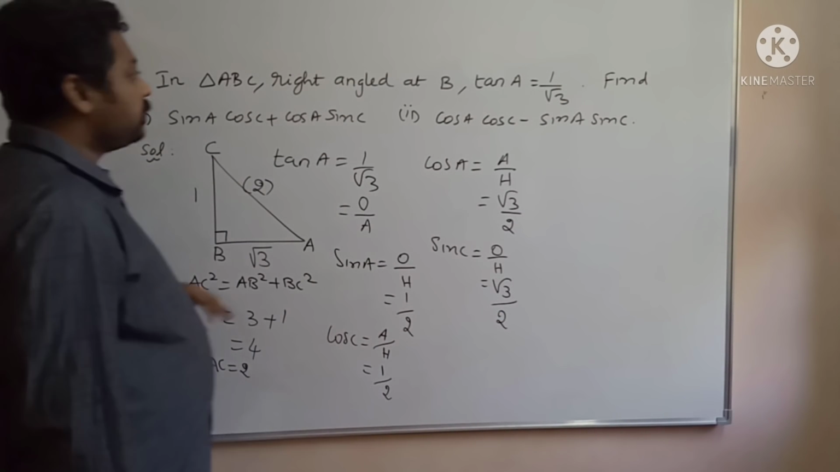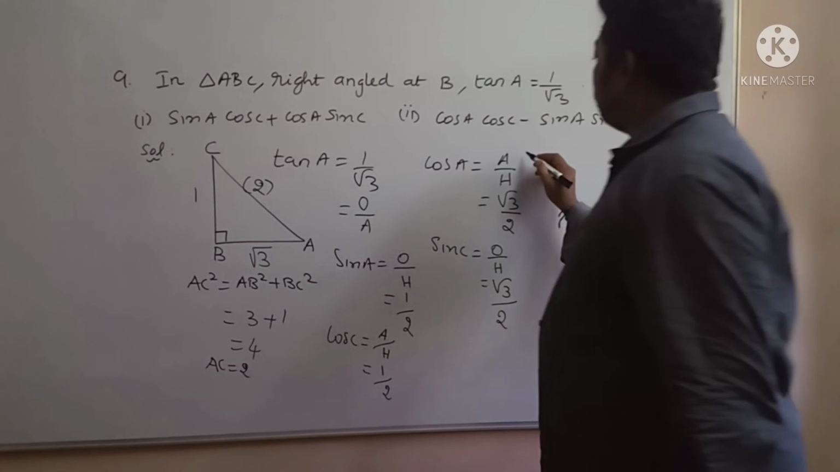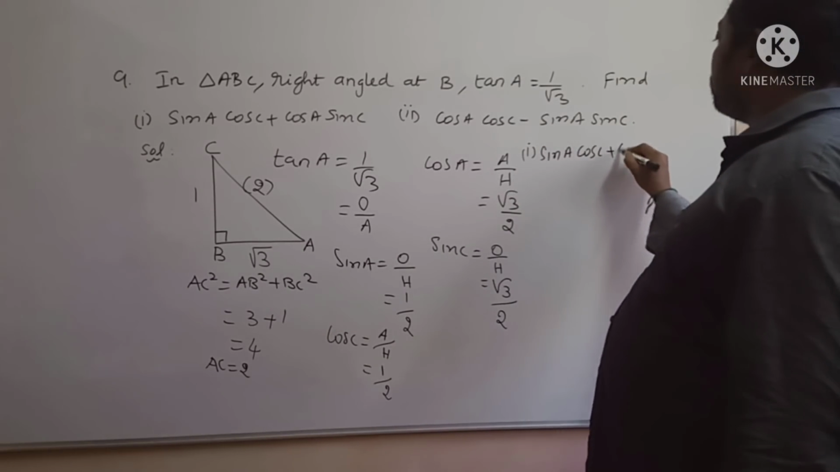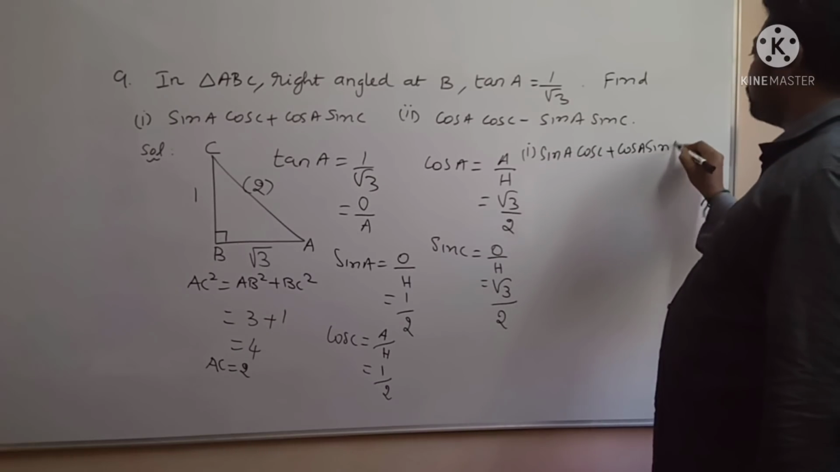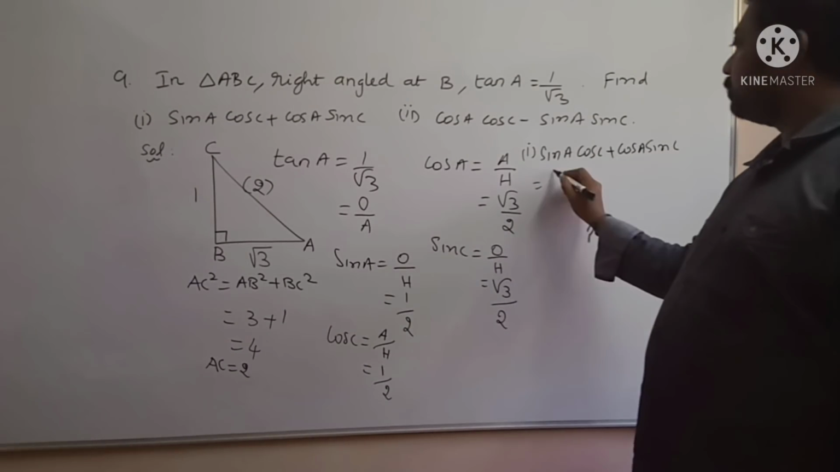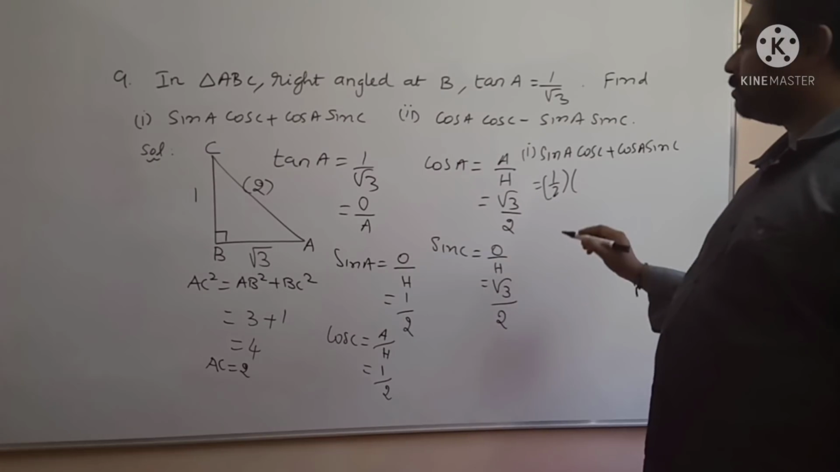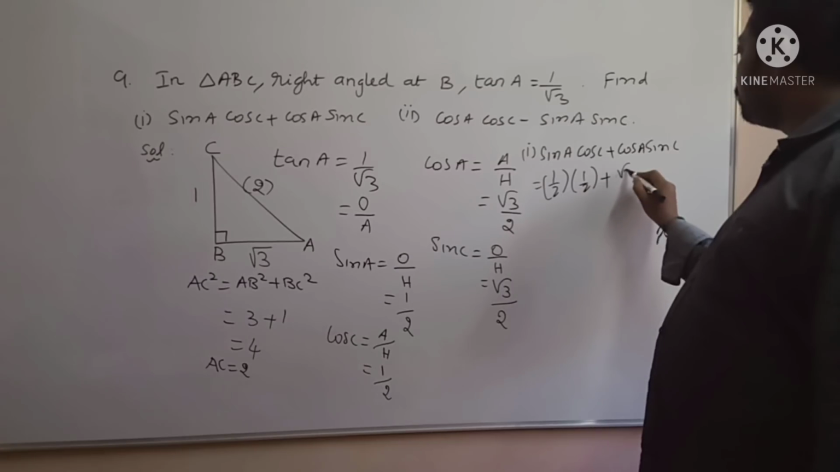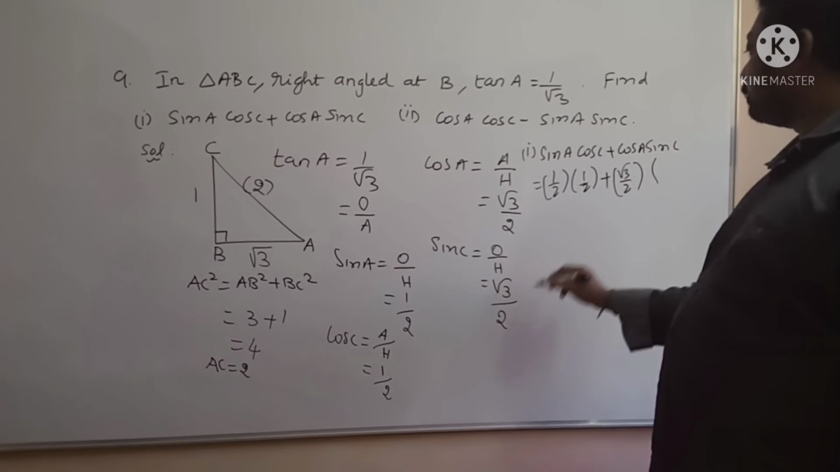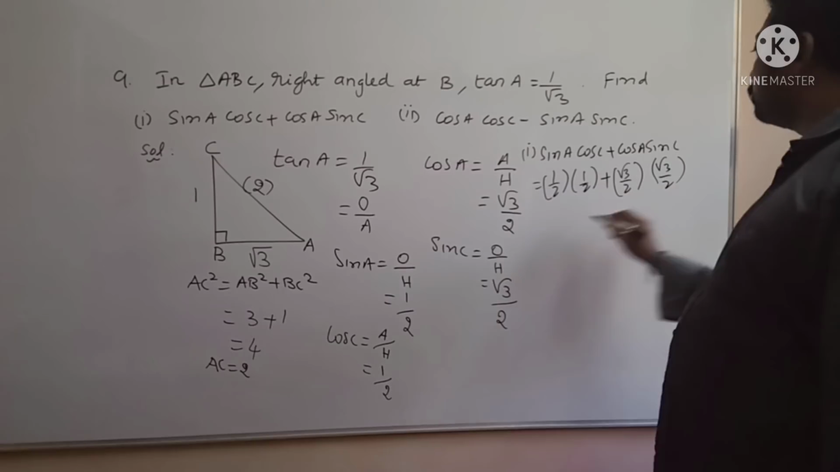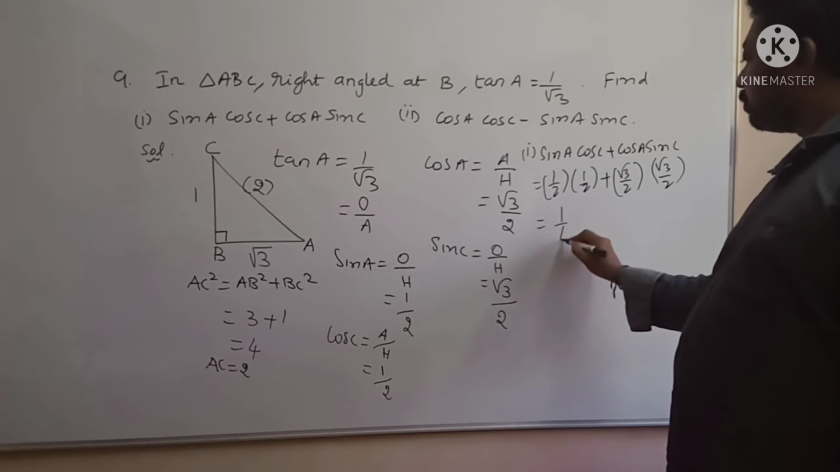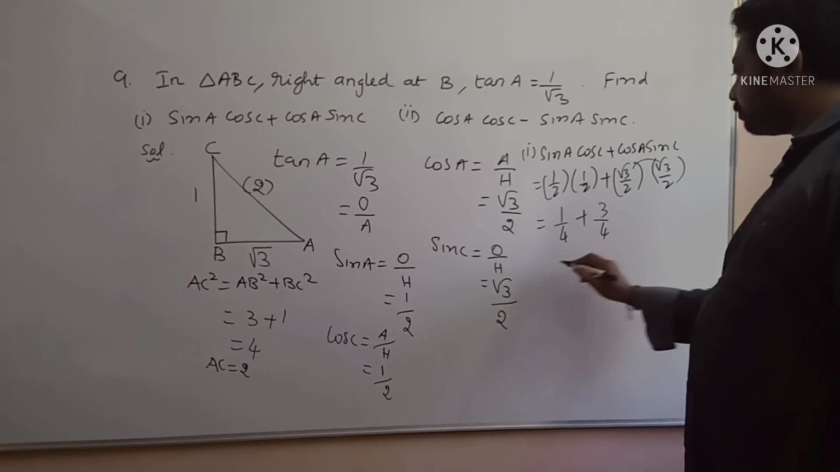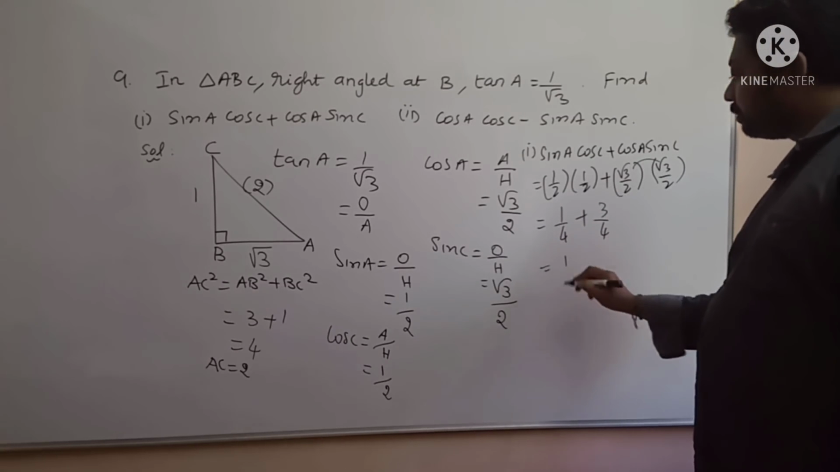Now what we have to find is sin A cos C plus cos A sin C. Sin A is 1 by 2, cos C is 1 by 2, plus cos A is root 3 by 2, sin C is root 3 by 2. So 1 by 2 into 1 by 2 is 1 by 4. Root 3 by 2 into root 3 by 2 is 3 by 4. 1 by 4 plus 3 by 4 is 1.